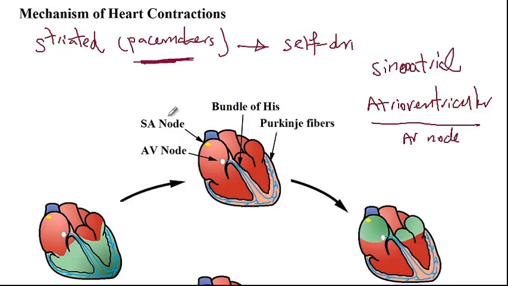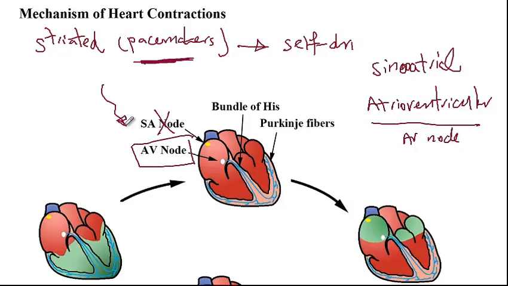Now, what happens if this SA node is destroyed? Well, the SA node has a higher rate of firing than the AV node. But if it's destroyed, the AV node is still a pacemaker cell, so the heart will continue to beat, but its default rate will be decreased because the AV node doesn't fire as fast as the SA node.